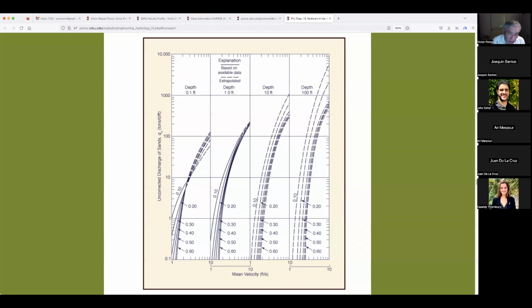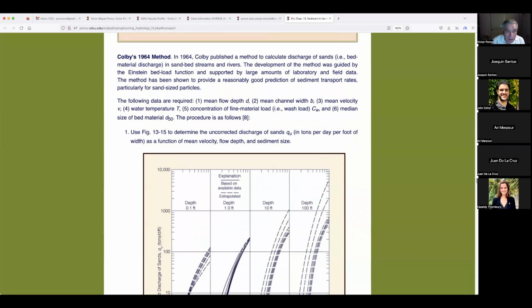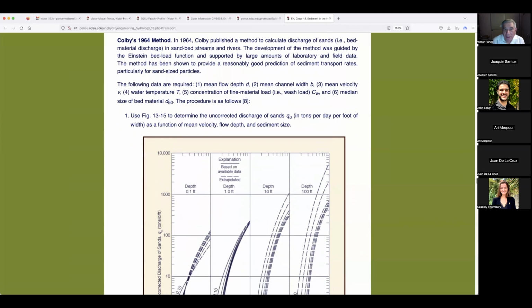Okay, so that's the method here. Now we go back to Colby's method. The following data are required: mean flow depth, yes; mean channel width, yes; mean velocity, yes; water temperature, yes. Why do we need water temperature? Because the viscosity is always affecting the transport. The more viscosity, the less transport. And the concentration of fine material load.